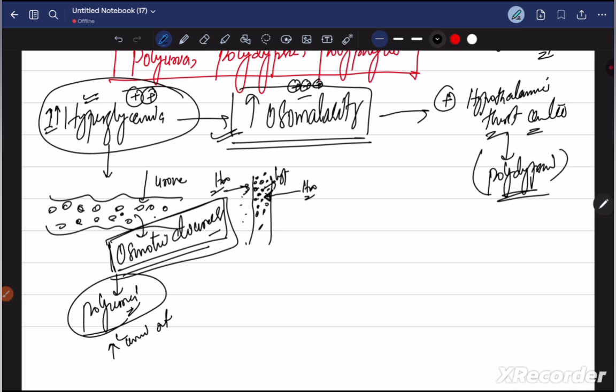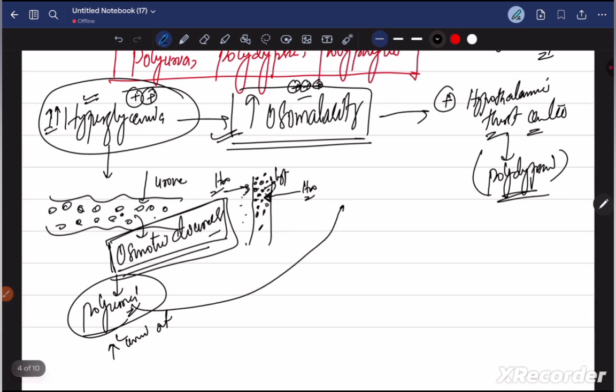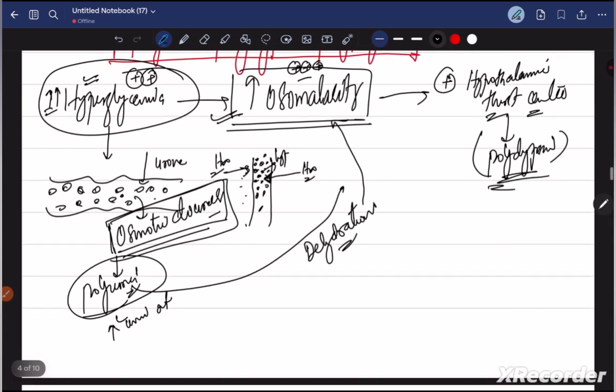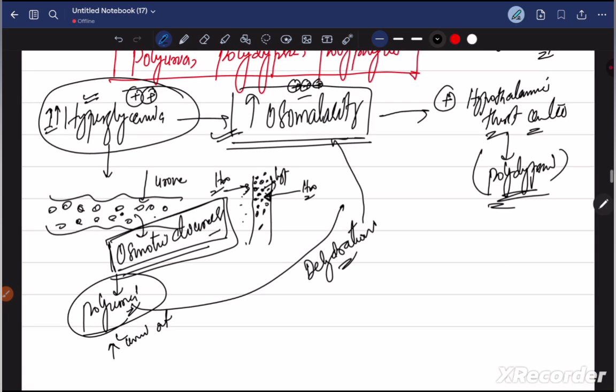And because of this polyuria, there will be dehydration. Dehydration will further increase the osmolarity of blood, that will stimulate the hypothalamic thirst center and lead to polydipsia. These are the reasons why in diabetes mellitus there is polyuria and polydipsia.